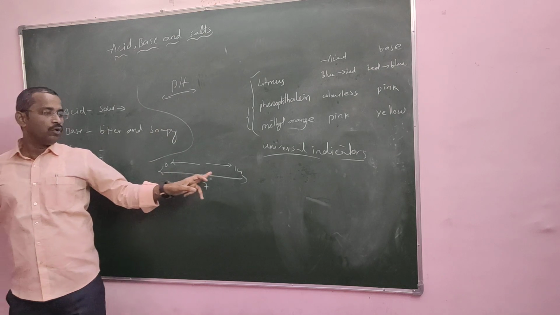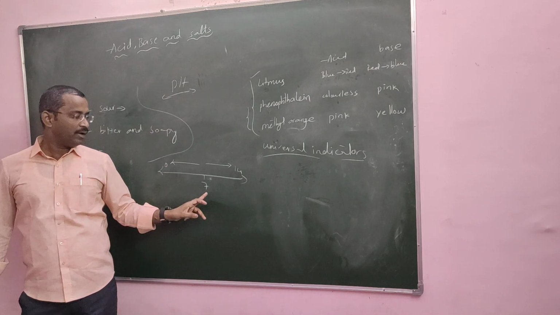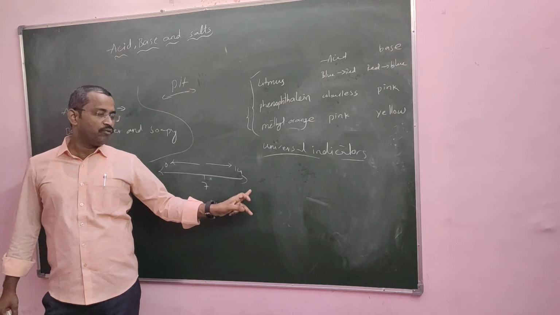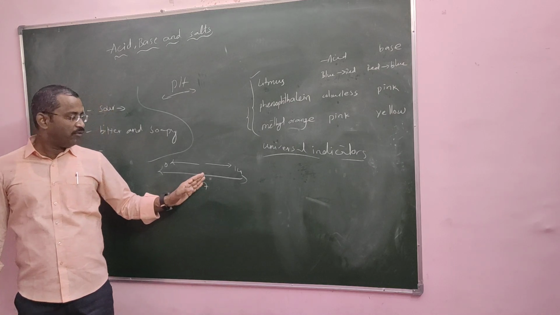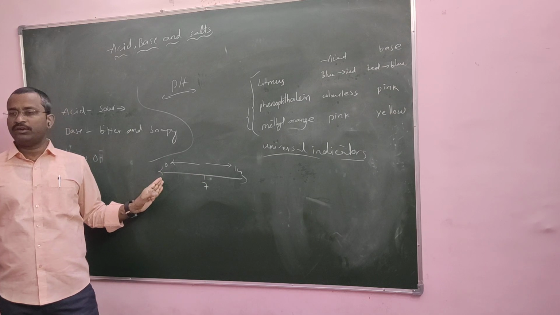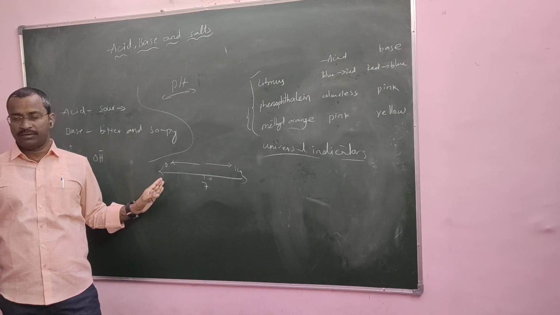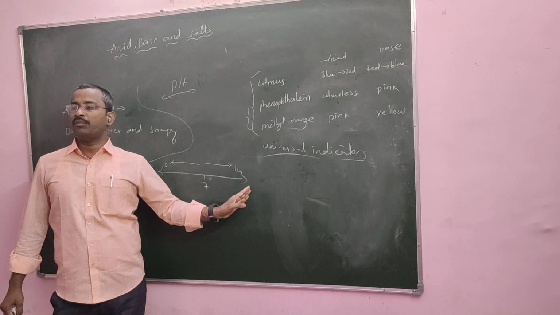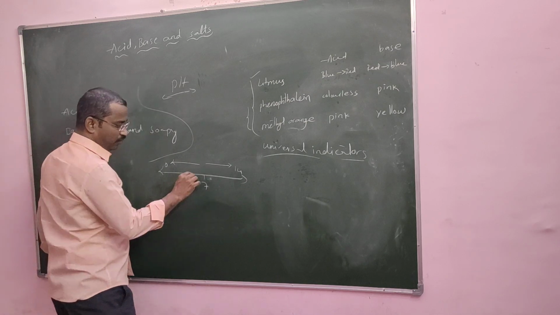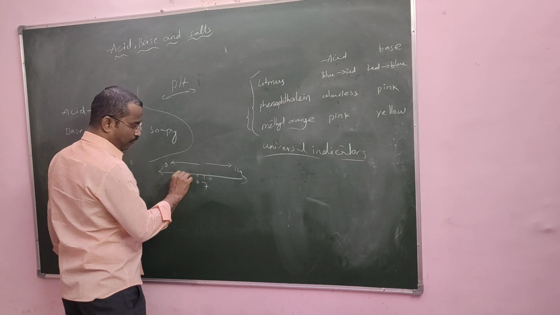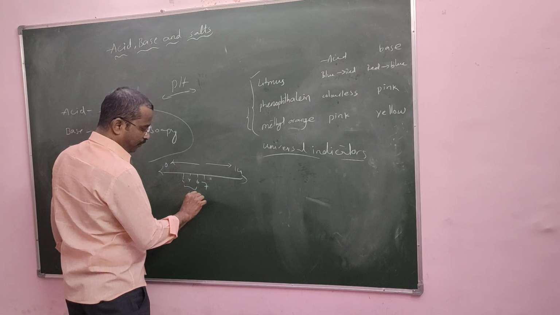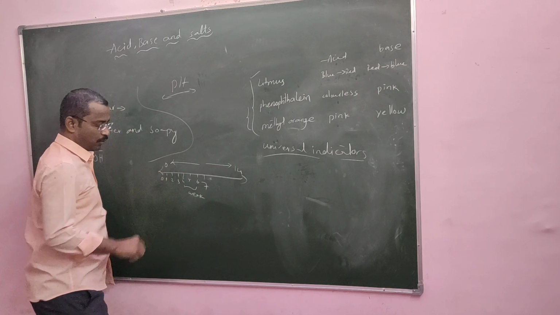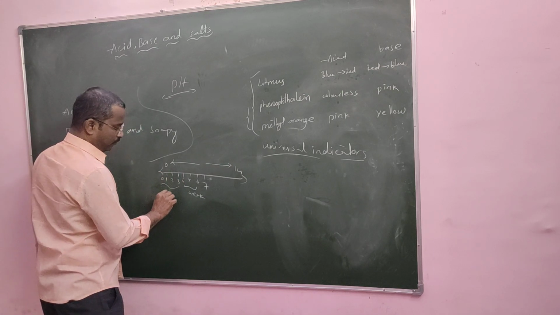pH value will be 0 to 14, and 7 indicates the neutral solution, 7 to 0 acid, 7 to 14 base. If the value decreases from 7 to 0, strength of acid increases. If the value increases from 7 to 14, strength of base increases. For example, 6, 5, 4 we say is weak, and 3, 2, 1, 0 we say is strong.